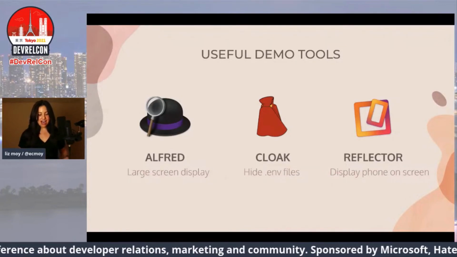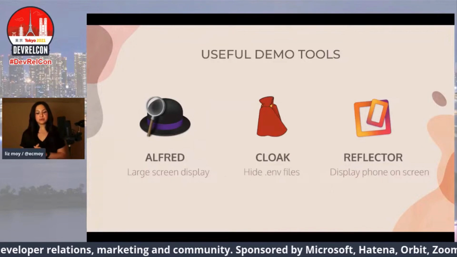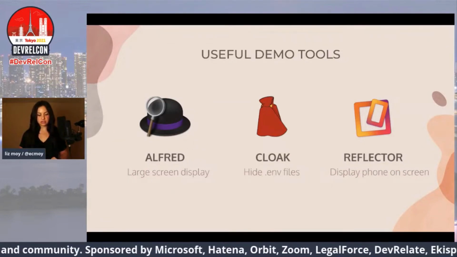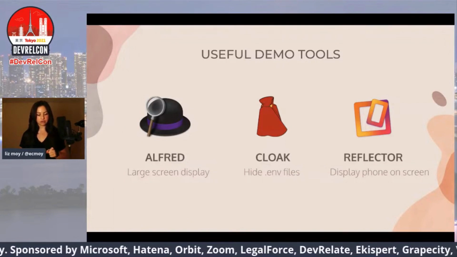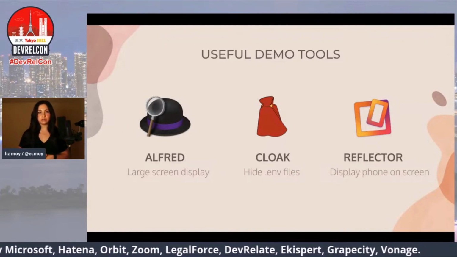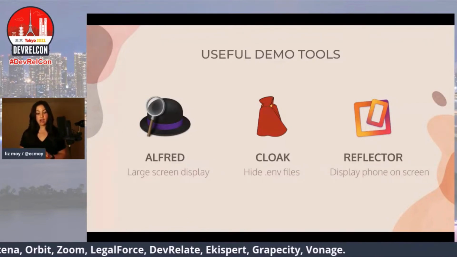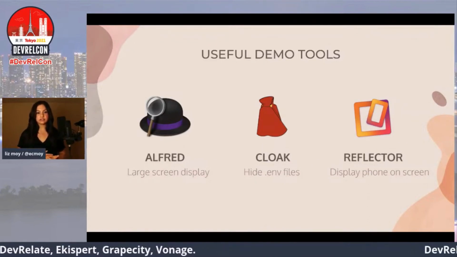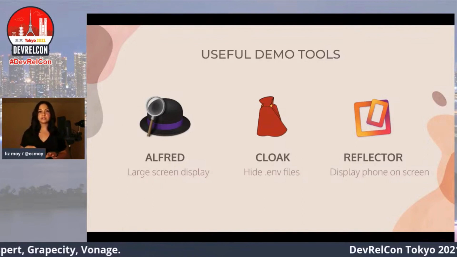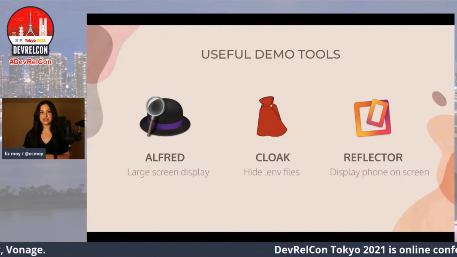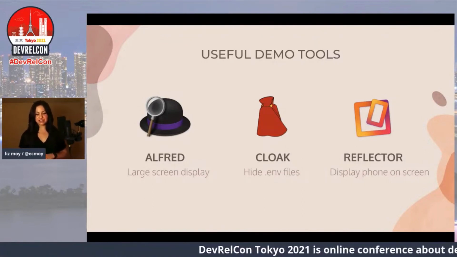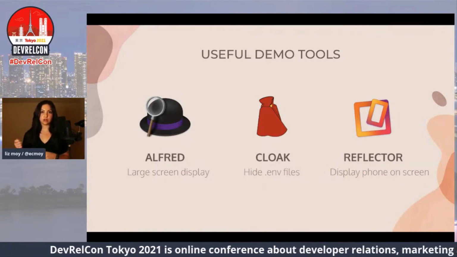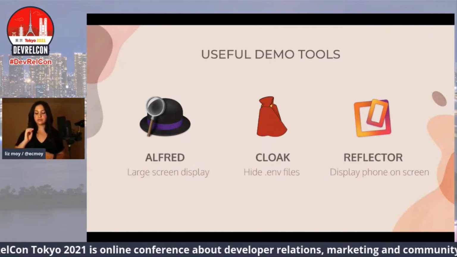Okay, I think I'm coming up on time here, so I'll try to keep the next couple slides quick. So some useful demo tools. When I made the number large on the screen, I used something called Alfred. It's a really helpful workflow tool, so highly recommend that. Cloak will hide your environment variable files. So if you want to keep those hidden, don't want anybody to see your account credentials or things of that nature, that's a really good one. And it's a VS Code extension as well if you use Visual Studio Code.